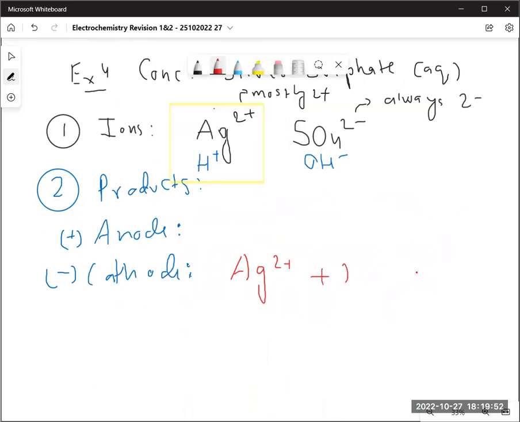plus an electron gives me Ag. Now, Najla, you're missing the state symbols in the second equation. Yes, sir. Now, metals are always solid, so you need to write the solid one there, s. It will be very important in the coming questions that we write these. Now, anode we know.